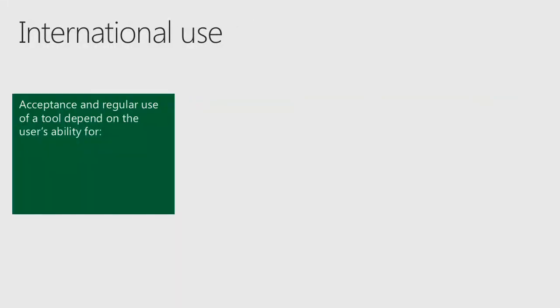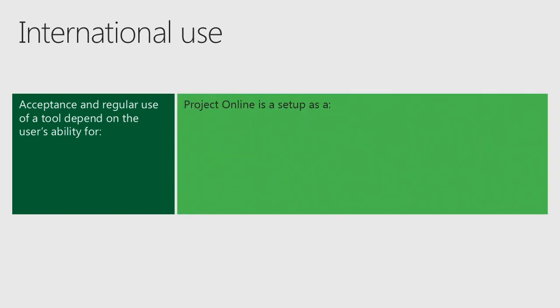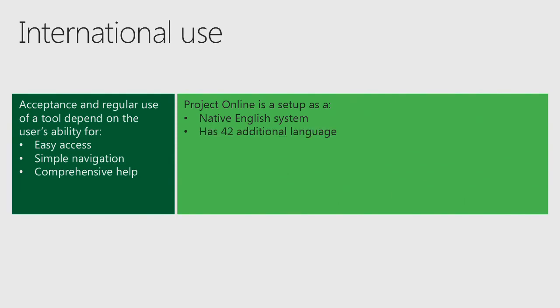Acceptance and regular use of a tool really depend on a user's ability. And what does Project Online offer us there? It's an easy access. It's a simple navigation, comprehensive help. And what we do have with Project Online, usually you set up a native English system. You have 24 additional languages with it.